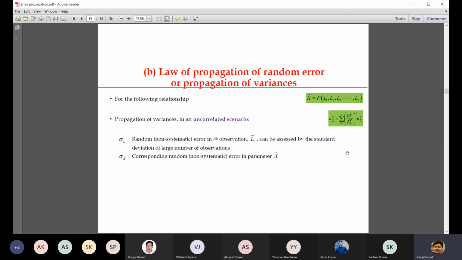So when you write it like this, you will get sigma z square is equal to 4 times sigma x1 square plus sigma x2 square. Yes, very good. You have explained it also. It's nice. Thank you, sir.